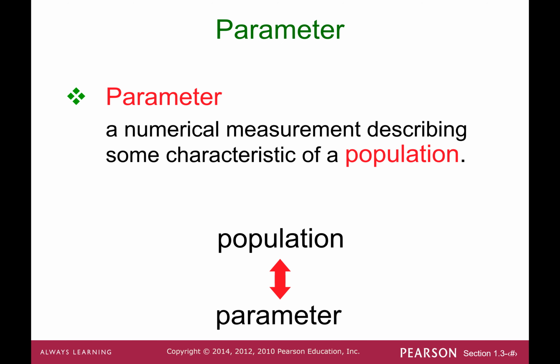So now let's take a look at some important terminology. First of all is parameter. A parameter is a numerical measurement describing some characteristics of the population. So anytime you're talking about parameter, it's pointing towards the population. They have a corresponding relationship with each other. Parameter is used to describe the population characteristics.